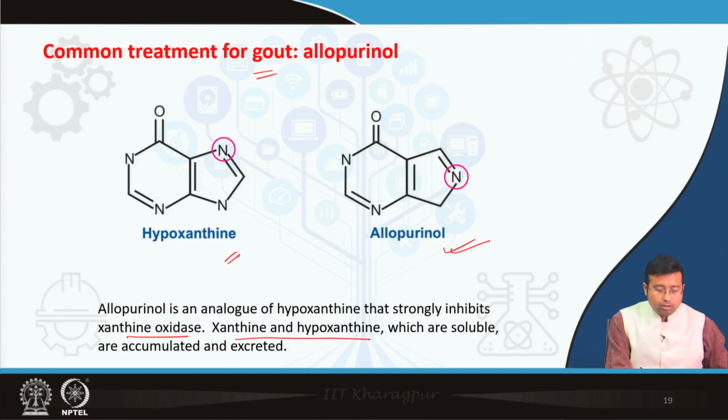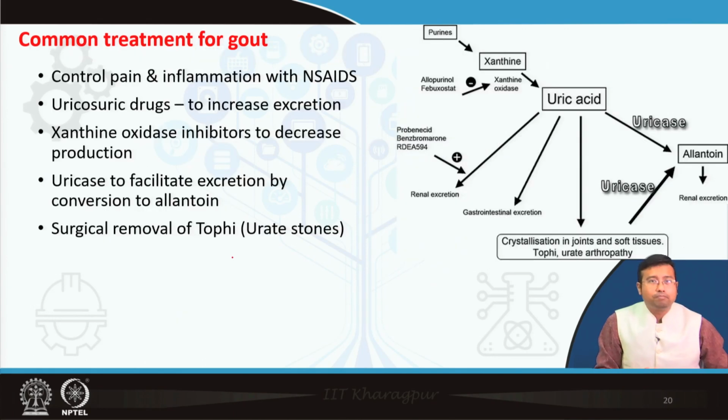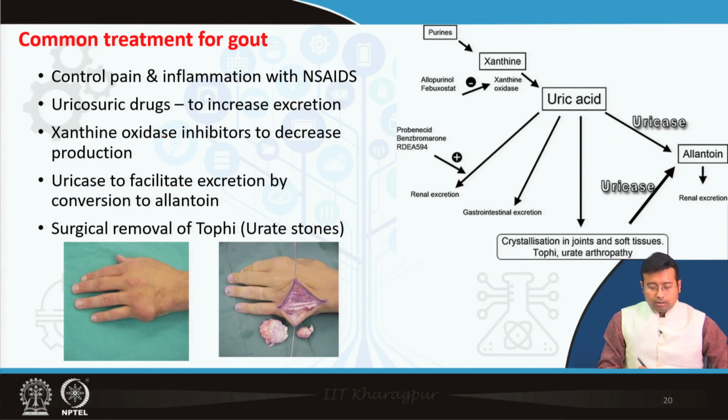Xanthine oxidase acts on hypoxanthine to produce xanthine. So, since allopurinol looks like hypoxanthine, it can actually fool the enzyme so that it takes up allopurinol, and then uric acid will not be formed. Generally alloxanthine is formed.